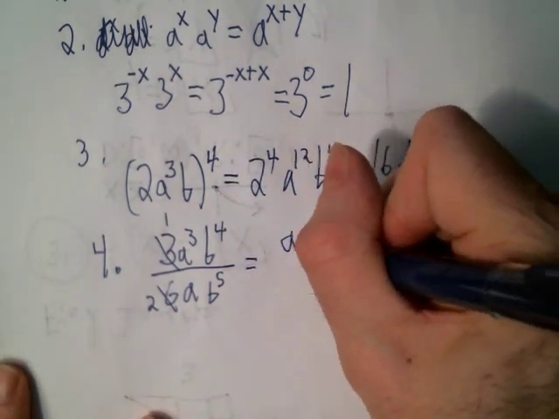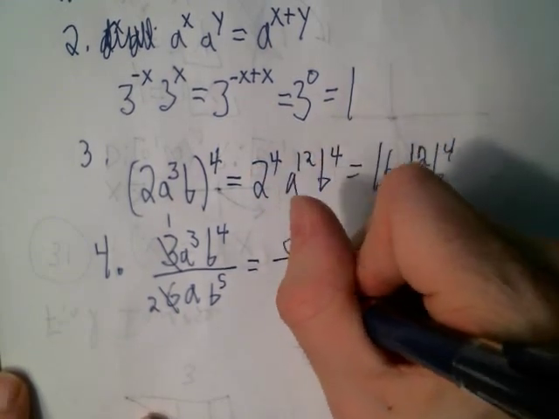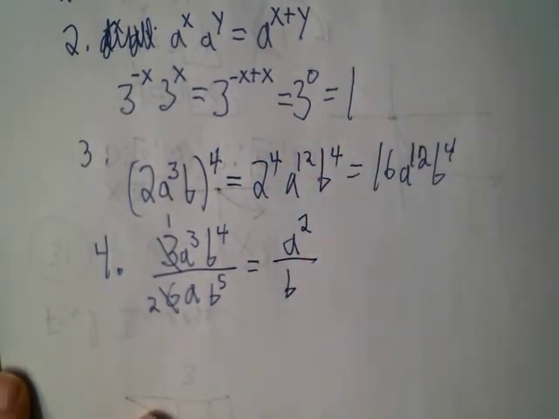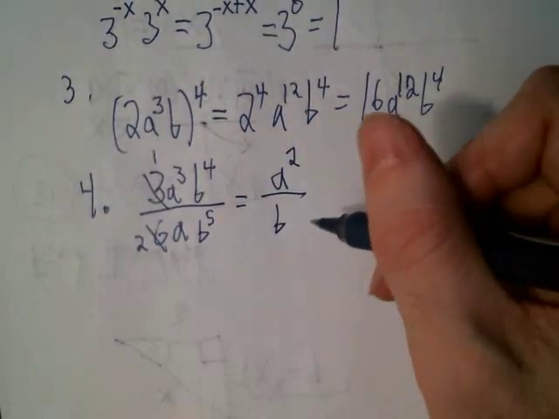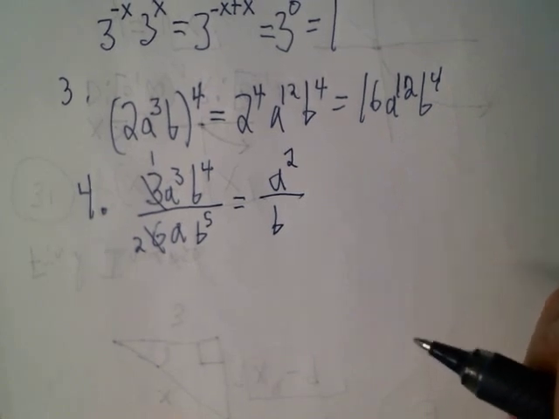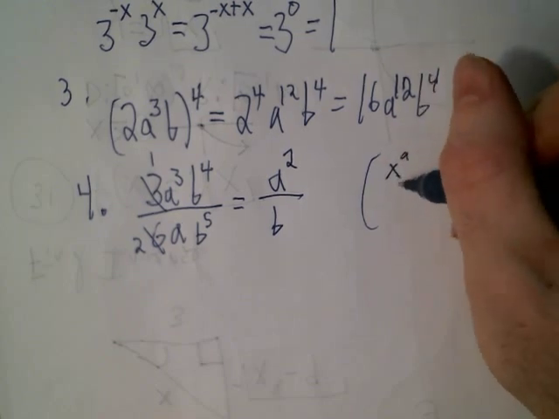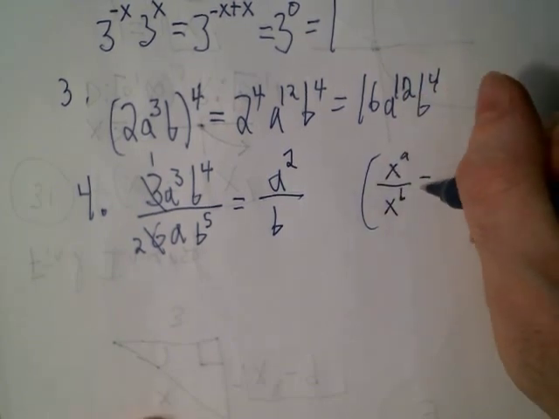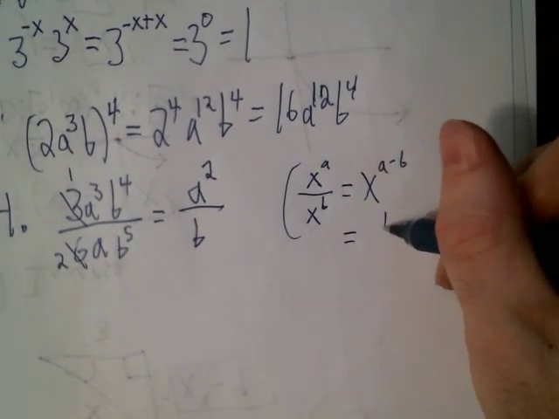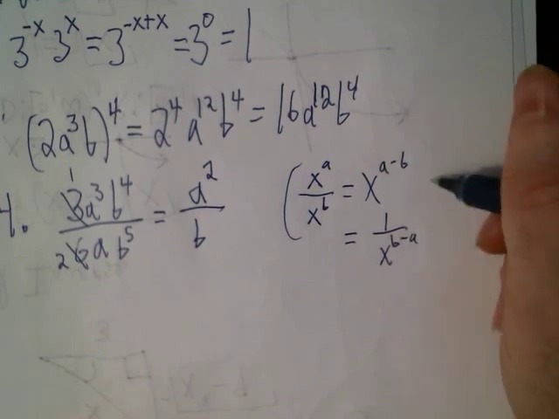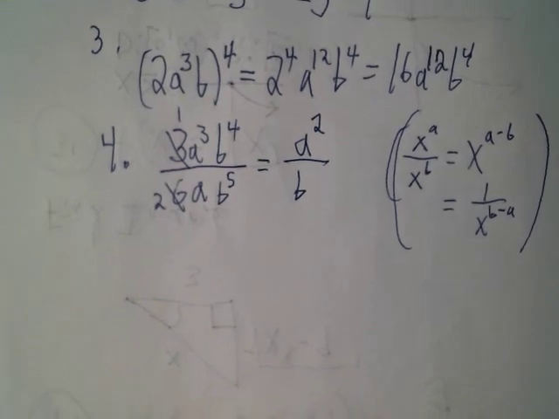So I'll have a to the 3 minus 1, which is 2. And then I move the b down, right? So I want b to the 5 minus 4. In other words, b to the 1, which is just b. So it's a difference rule, really. So in general, they could write that as x to the a all over x to the b is equal to x to the a minus b, or it's equal to 1 all over x to the b minus a. So in general, that's kind of what's going on there.